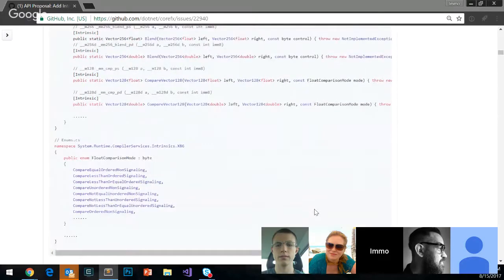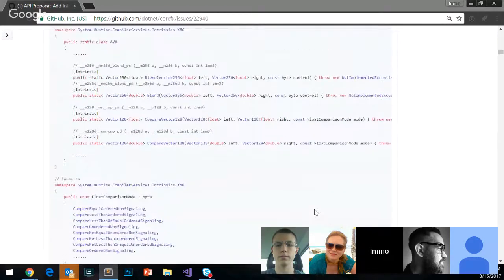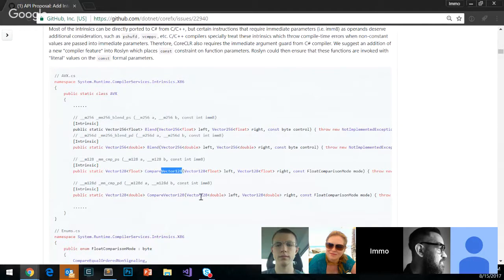So compare vector 1 to 8. Does it need the 1 to 8 in MMM operations? I mean, is that just compare? Oh, I mean, can we strip this one here? So no, because there's also compare vector to 56.